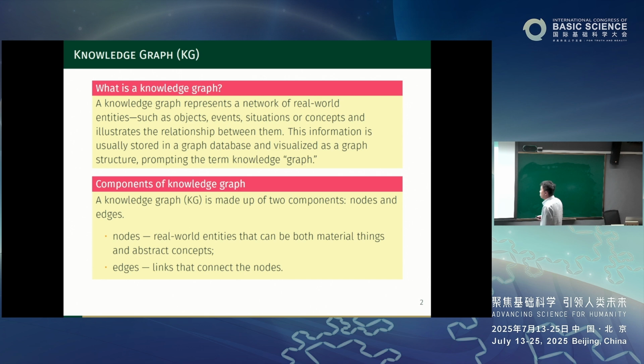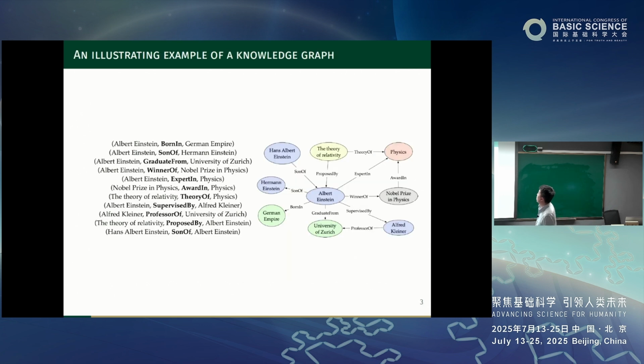A knowledge graph is made up of 2 components. One is nodes, the other is edges, right? The nodes are the real-world entities, which can be material things and abstract concepts. Edges mean the links between the nodes. Very simple. Okay, here is a very simple example.